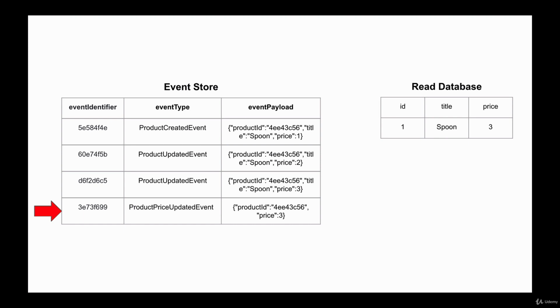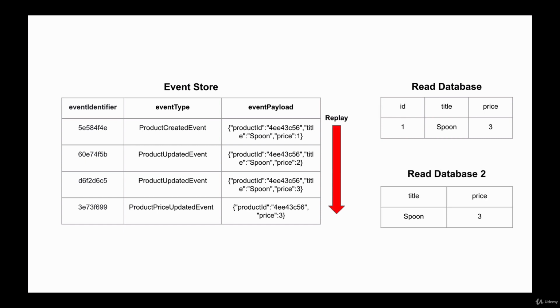But the record in the read database will always contain the final state of the product and all the necessary information about that product that needs to be displayed in user interface. Because the event store contains all events that took place for the product, we have a historical data of it. And if needed, we can replay all the events in the event store and create a new or additional read database with different structure that can be used for a different view.